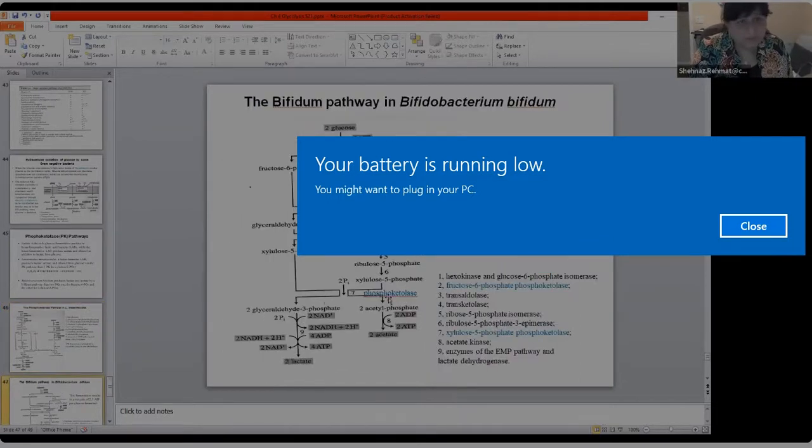This is the bifidum pathway. Here you will use two phosphoketolases, one that targets the fructose 6-phosphate and the other that targets the xylulose 5-phosphate. So two phosphoketolases in this bifidum pathway that is carried out by Bifidobacterium bifidum.